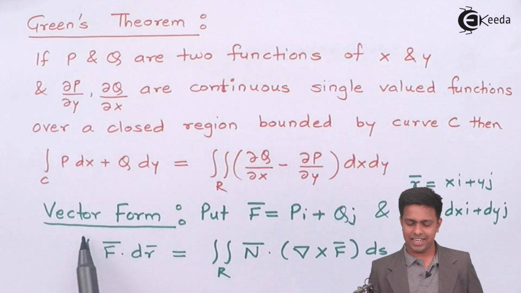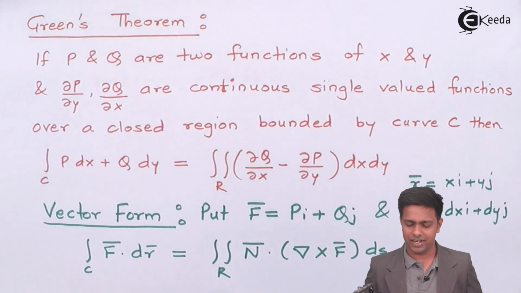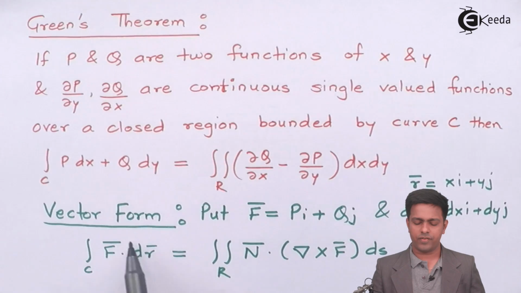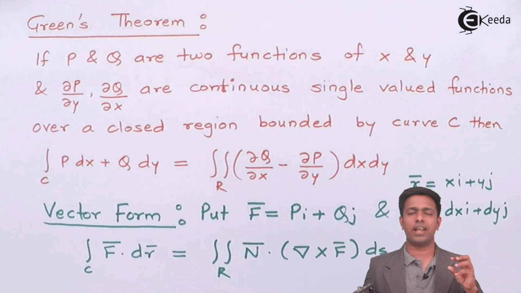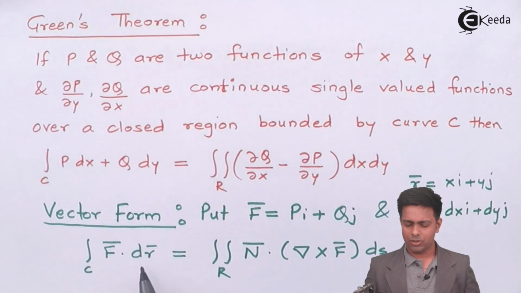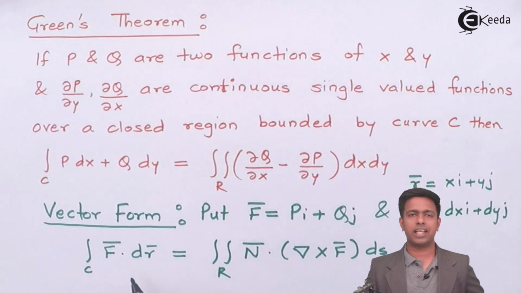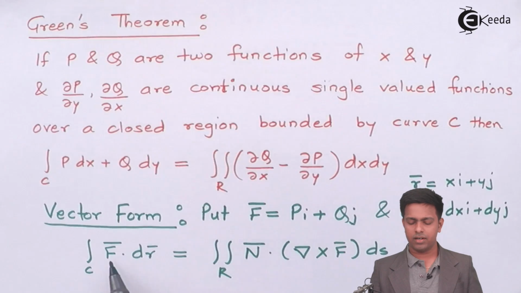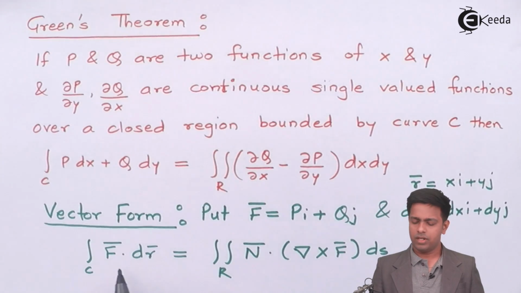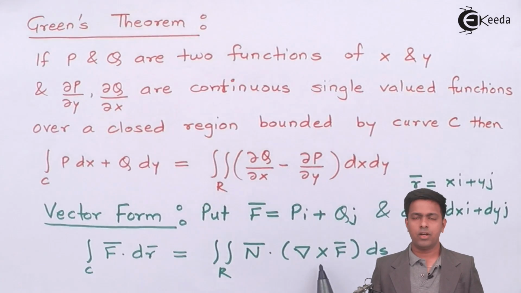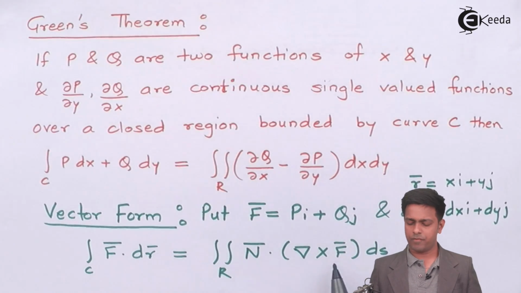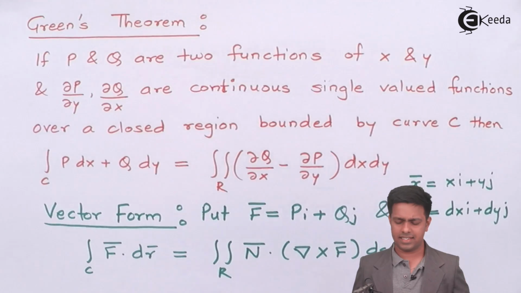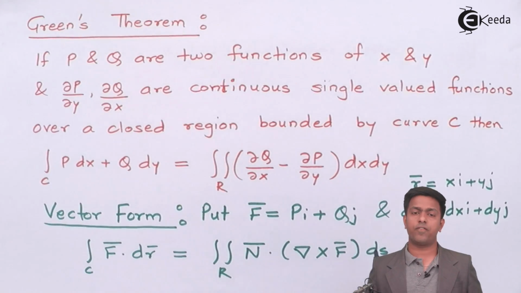It means this integral f bar dot dr bar is nothing but the integral p dx plus q dy, which, as we have seen in the previous videos, is called a line integral. So we can say that this integral p dx plus q dy is equal to the integral f bar dot dr bar. This is the vector form, and here we find out the curl and multiply it with n bar, where n bar is a unit vector along the z axis. So guys, this is the vector form of Green's theorem.